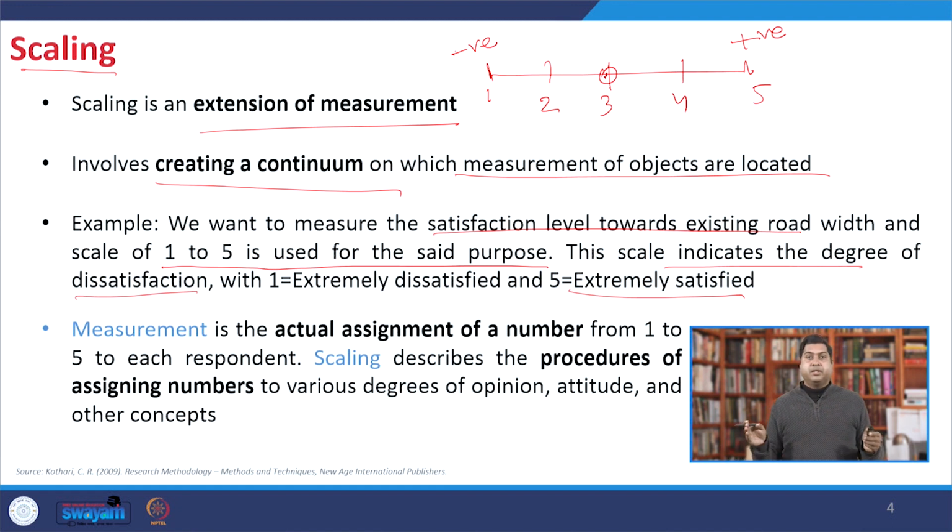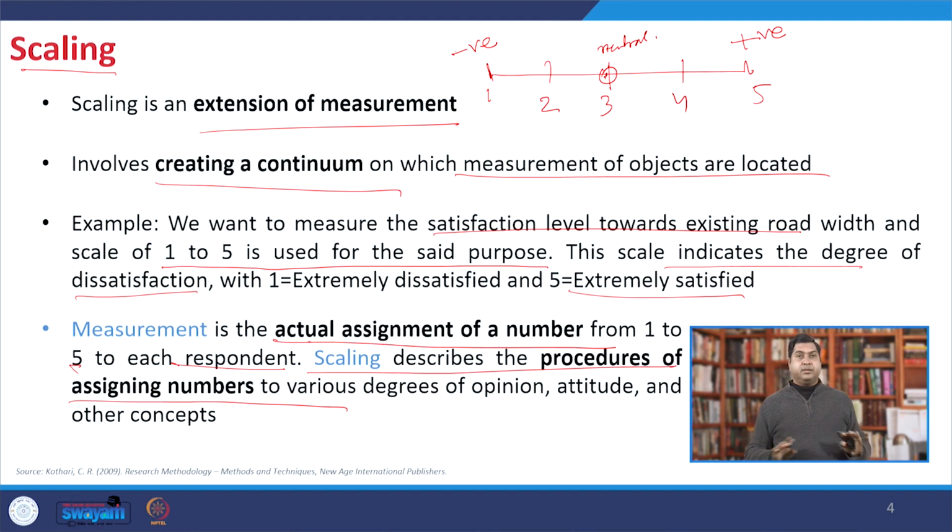In between, many a time if we use an odd scale, there would be a mid value which is basically neutral. So a neutral value is also possible. In this scale we are measuring information. It is not exactly a direct measurement of a particular temperature or of humidity. It is a measurement on a particular scale. Measurement is the actual assignment of a number from 1 to 5 to each respondent. Scaling describes the procedure of assigning the numbers to various degrees.